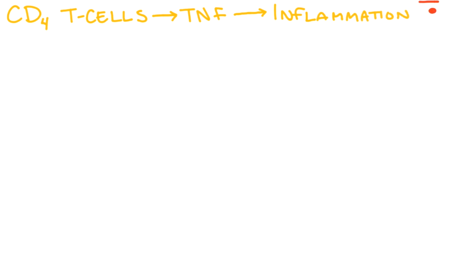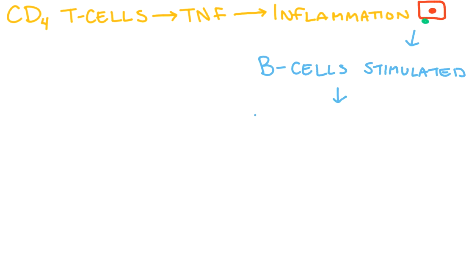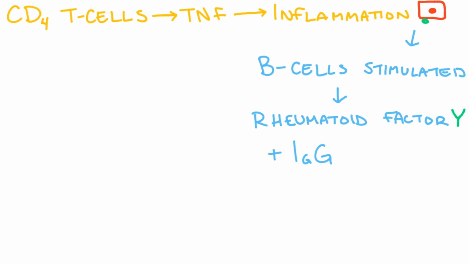The pathogenesis of the disease involves activated CD4 positive T cells, which release pro-inflammatory agents like tumor necrosis factor. The inflamed synovial cells then express an antigen that stimulates B cells to produce rheumatoid factor, which is an antibody against the Fc portion of IgG. The rheumatoid factor then joins IgG to form immune complexes.